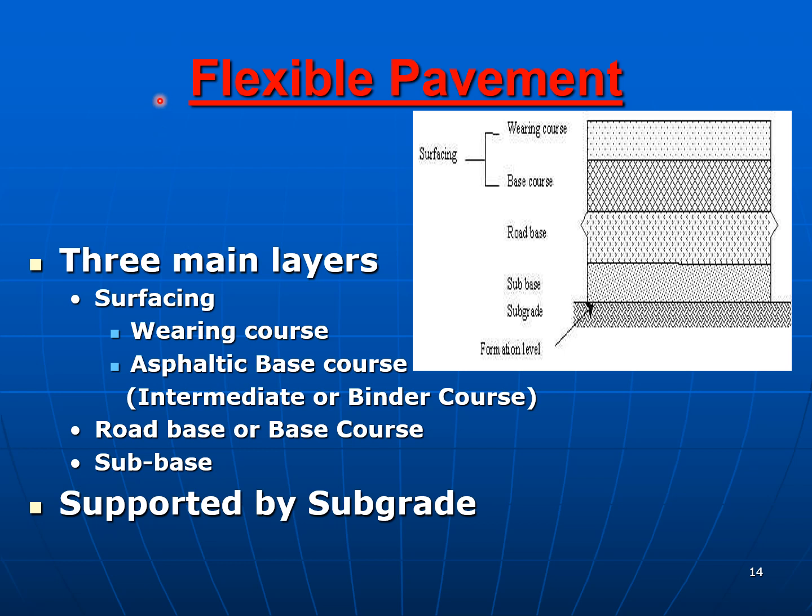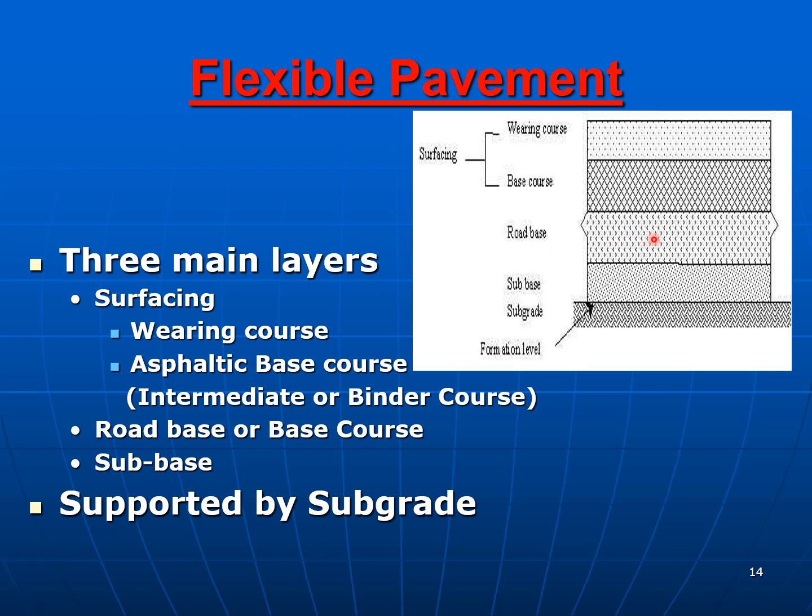So first look at the flexible pavement in detail. Three main layers: surfacing, and in the case of surfacing you can have two layers. The topmost layer is called the wearing course, and just beneath that we have the asphaltic base course, which is also called the intermediate or binder course. And then we have the layer of road base or base course, and then sub base.